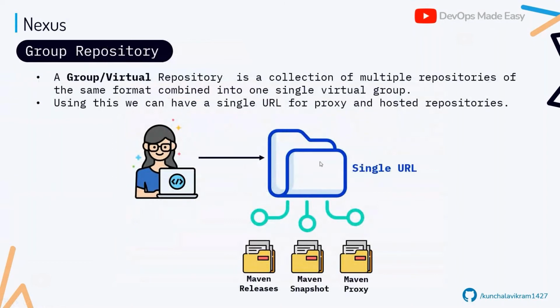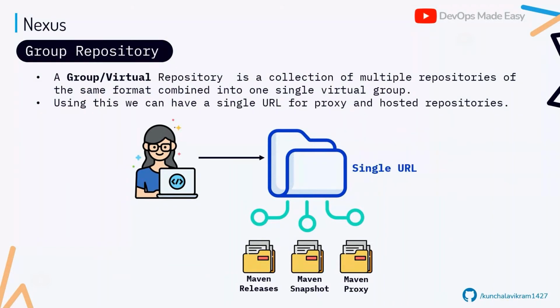But group or virtual repository, so in Nexus we call it a group, in JFrog we call it a virtual. Both are the same. Basically, a group repository is a collection of multiple repositories of the same format combined into a single virtual group. You cannot club Maven, Helm, Docker repositories into a group repository. They should be of the same format.